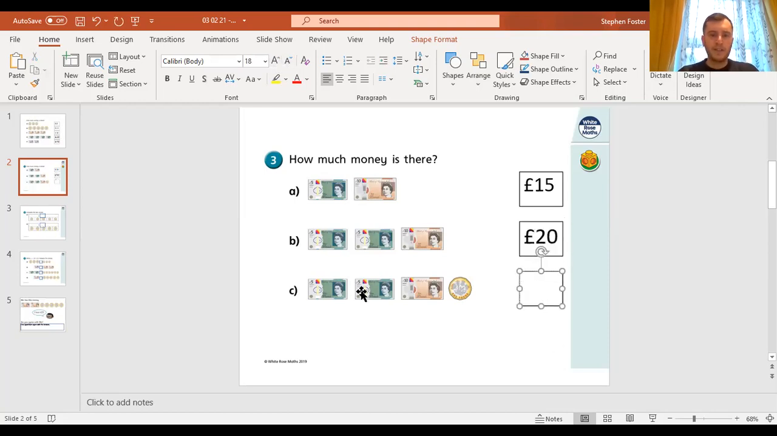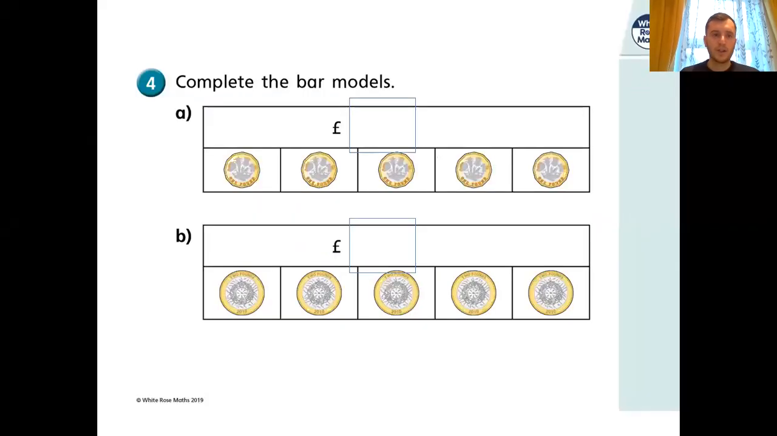Next one, 5 plus 5 is 10, plus another 10 is 20, plus one more is 21. That one is equal to £21. Well done if you managed to get those. And we'll move on to the next question.